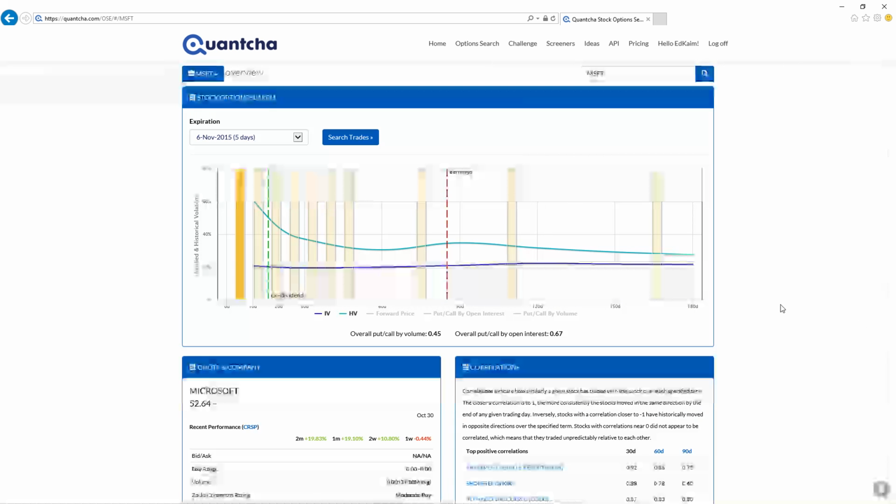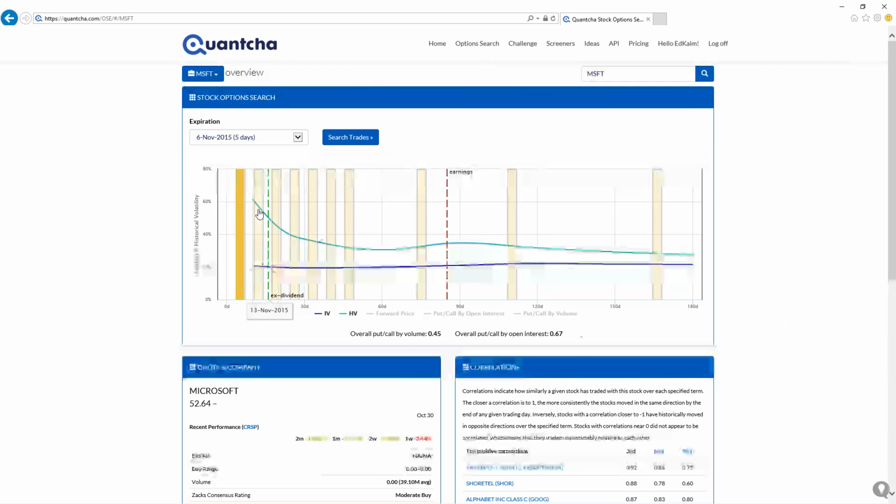So even though implied volatility is actually relatively low for the coming terms, you can see that over the past 10 days, and this is largely due to Microsoft's recent earnings, which significantly moved the stock upward. As a result, the historical volatility is a bit higher.